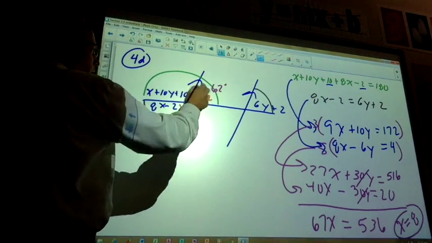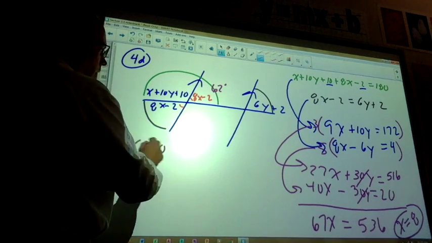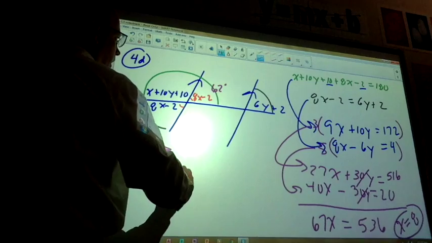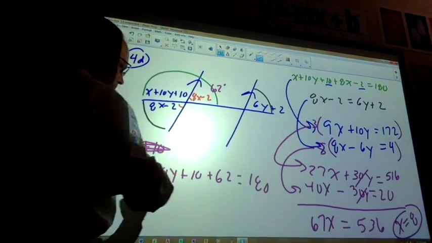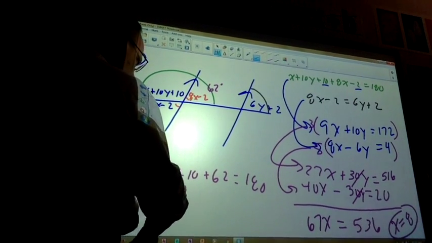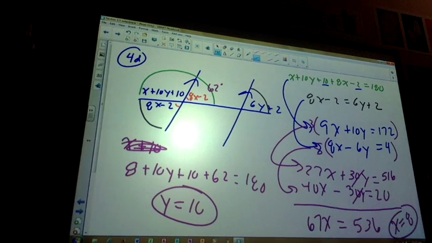And so I know that those two have to add up to 180. So I know x is 8. 8 plus 10y plus 10 plus 62 equals 180. And yes, I did it probably a longer way than you would have, but deal with it. 70, 80, y is equal to 10 if I solve that. I think those are my answers. So it's a little algebra on you on that one.